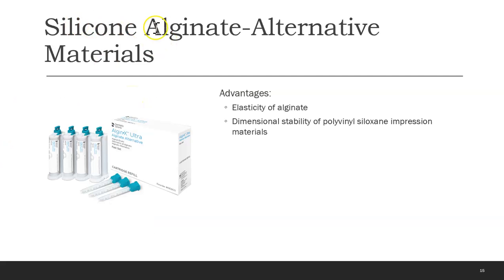There are even some silicone alginate-alternative materials, and these are really cool. They're really expensive, 6 to 8 times more expensive than your regular alginate products. But the advantage of this is that you can pour and re-pour the models for weeks.